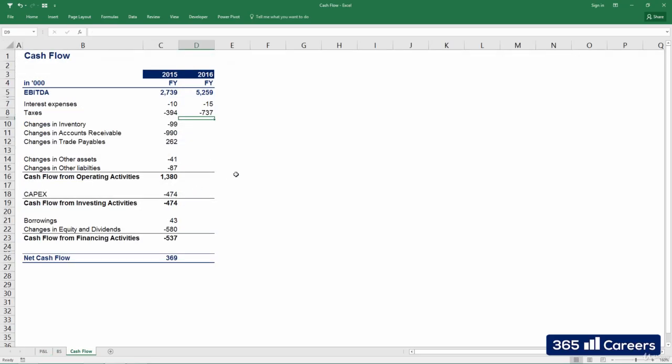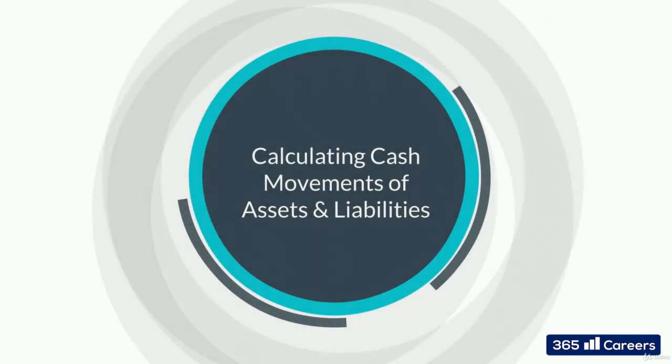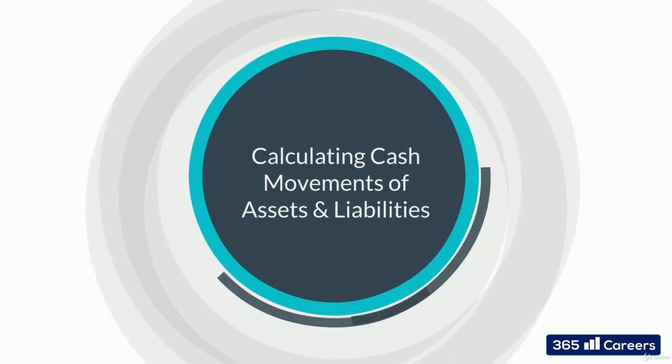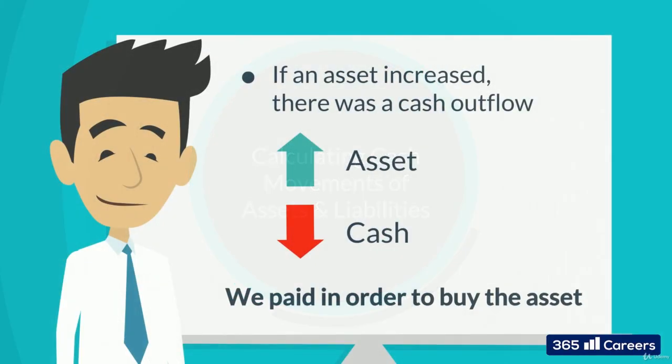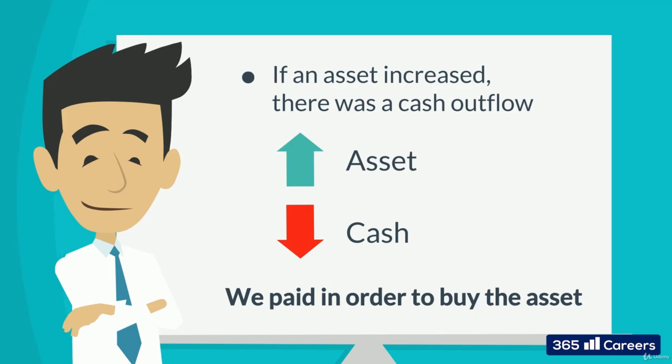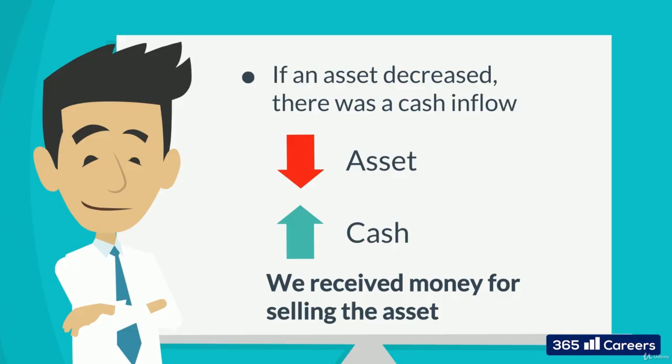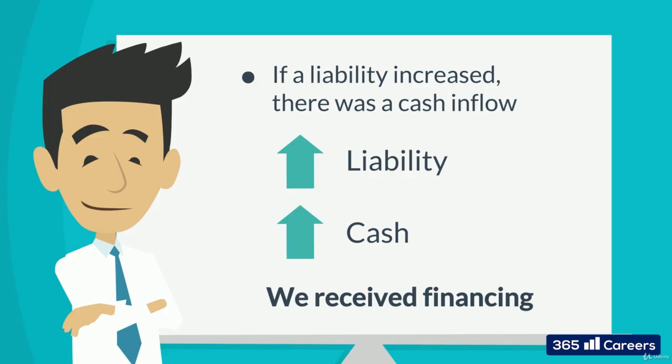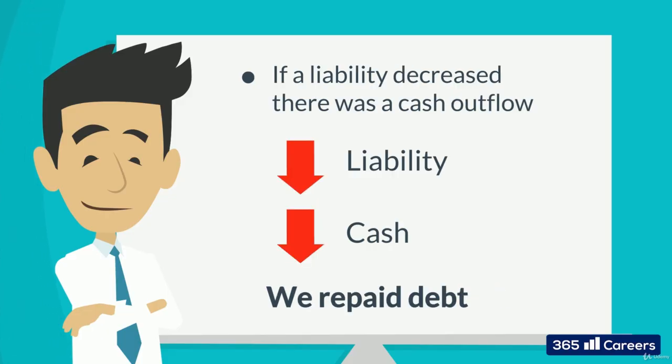Next, we will have to calculate the movements arising from the three working capital components: accounts receivable, inventory, and trade payables. The logic for calculating cash movements of assets and liabilities is as follows. If an asset increased, there was a cash outflow, we paid money to buy the asset. If an asset decreased, there was a cash inflow, we received money for selling the asset. If a liability increased, there was a cash inflow. We took debt or financing and money came in. If a liability decreased, there was a cash outflow. We repaid debt and therefore spent money.